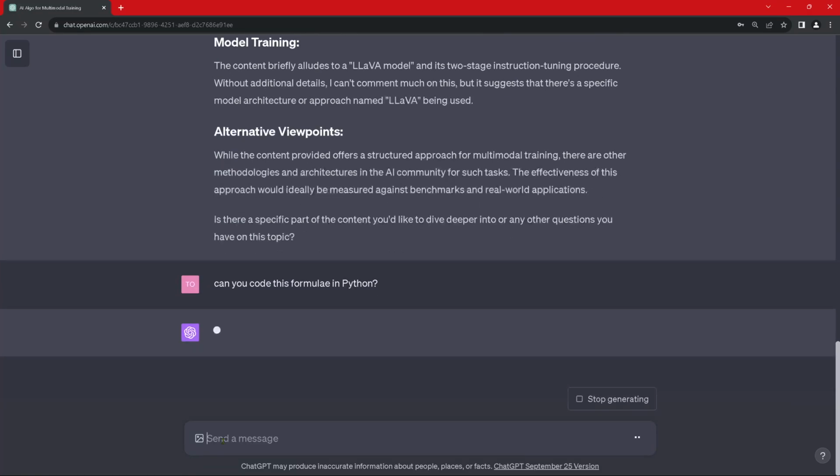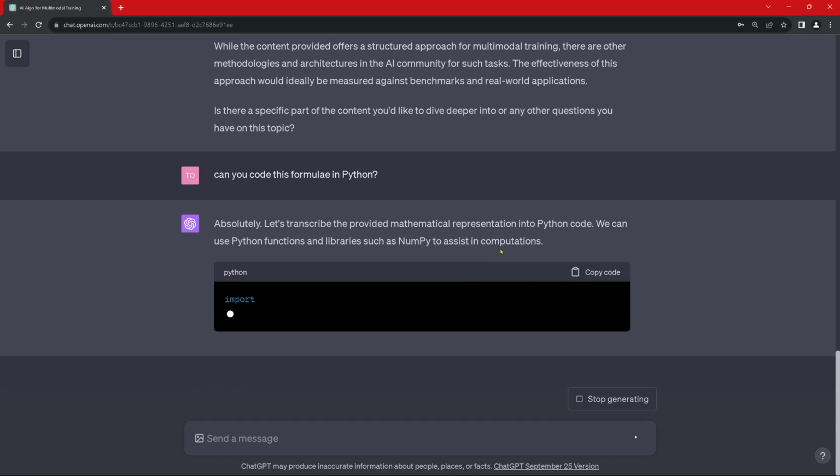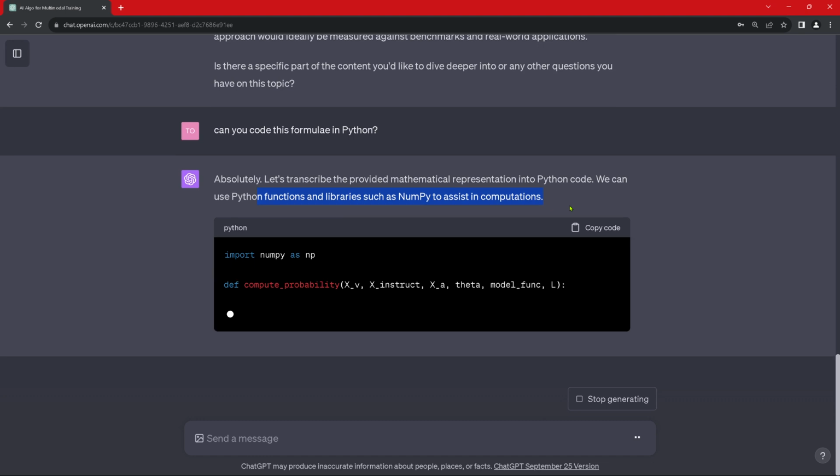So let's ask him something crazy. Can you code this formula in Python? And since this is just GPT-4 and not code interpreter... Absolutely, let's transcribe the provided mathematical prescription into Python code. You can use Python functions and libraries such as NumPy to assist in computation. Yes, we know this.